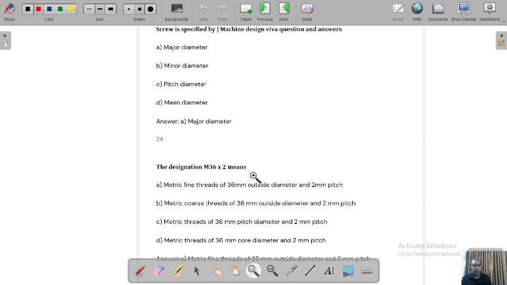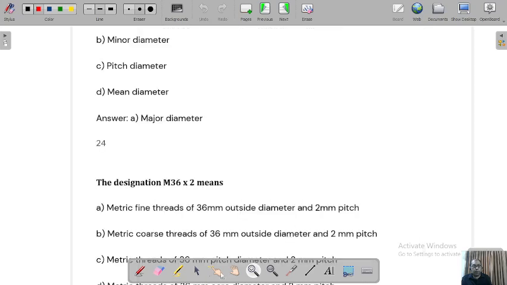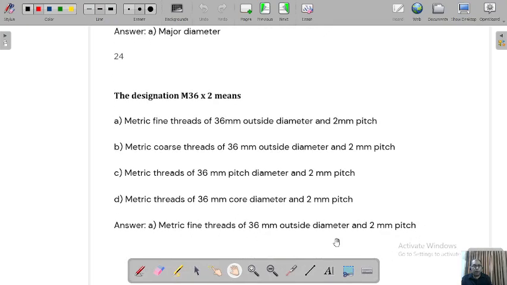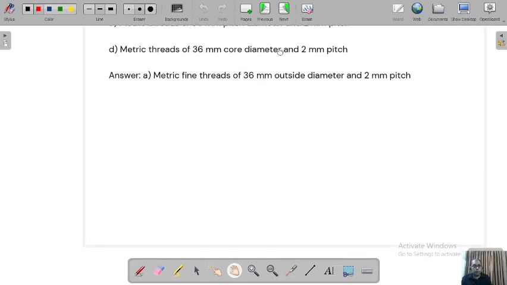The designation M36 screw is explained here. M stands for metric, 36 is the outside diameter, and 2 stands for the pitch. It has to be in millimeters, and 36 also has to be in millimeters. So A is the answer: metric, the outside diameter, and 2 millimeter is the pitch.